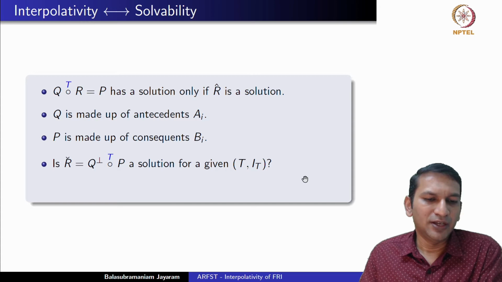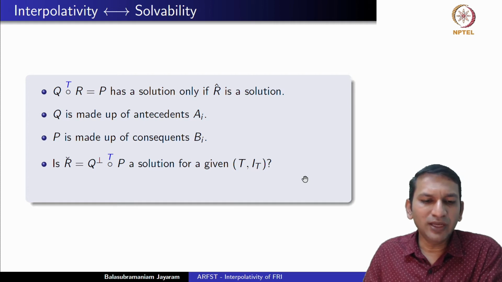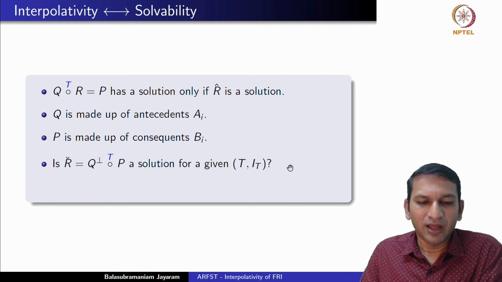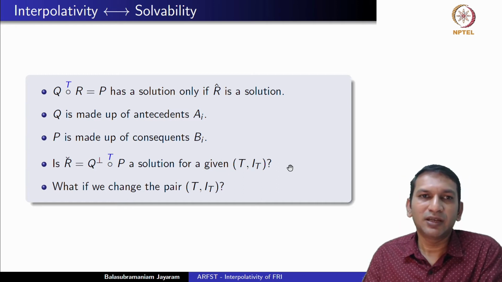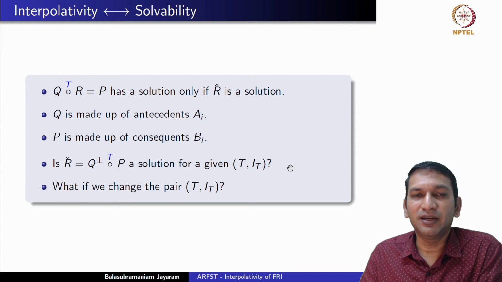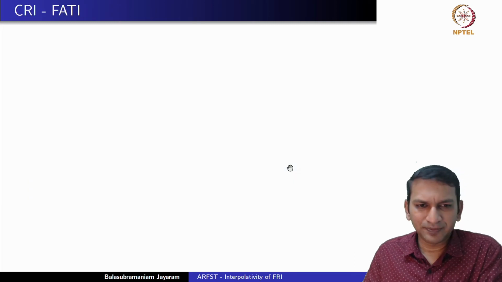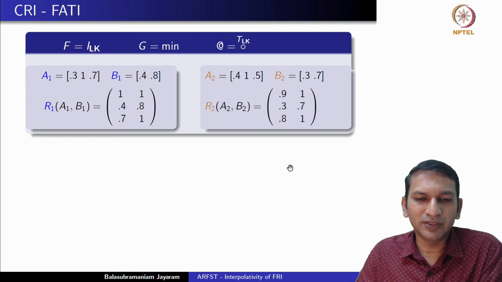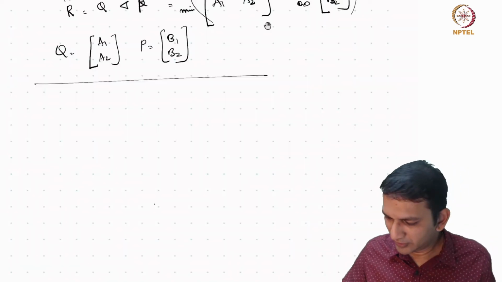A quick recap. So what we have is Q made up of antecedents, P made up of consequents, and we are looking at whether R cap is in fact a solution for the given system. Now, for min and Gödel, we found that it is not interpolative. What if we change the T-norm and the corresponding residual implication? Would it work? Well, let's look at that. So let's look at taking another T-norm and the corresponding implication. For that, for the sup-T composition, let's consider the Łukasiewicz T-norm, which is like this.